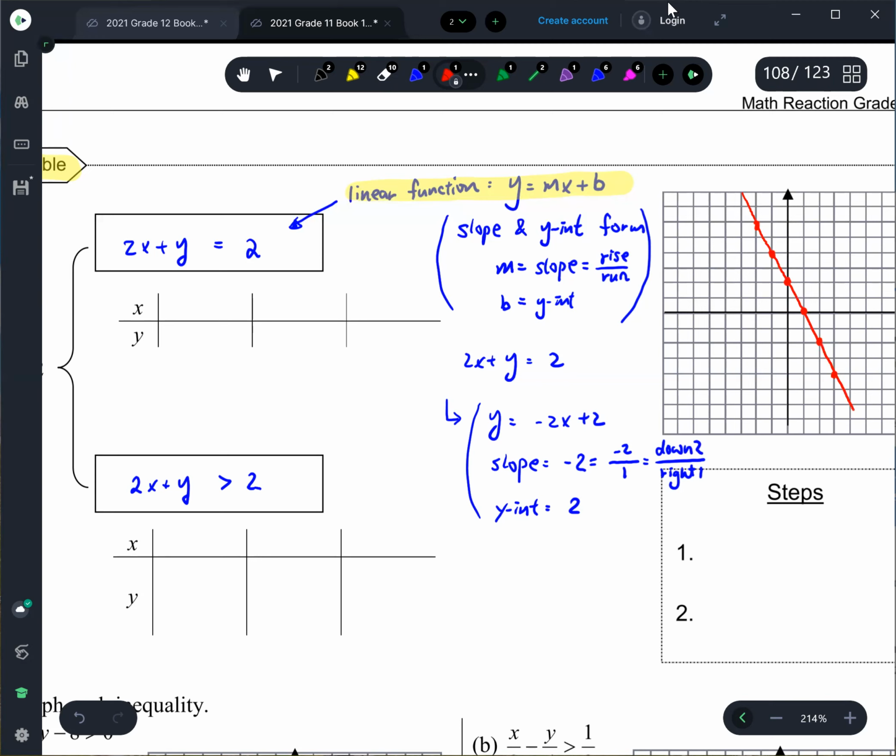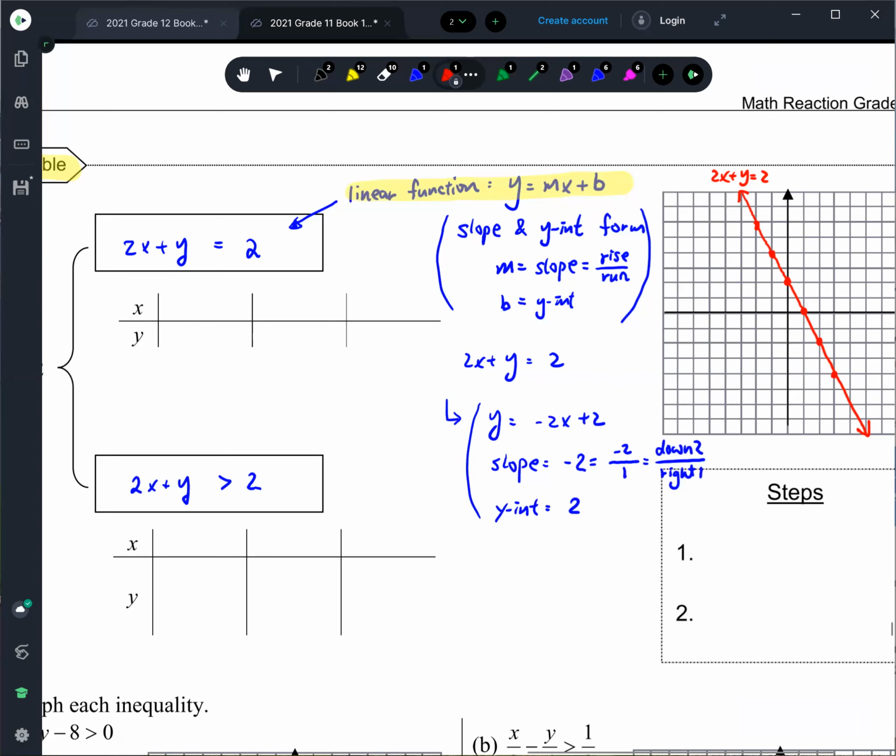This is nothing new so far, shouldn't be, right? This is a review of your grade 10 stuff. So this line is your 2x plus y equal to 2. Please raise your hand if you wrote down everything up to here so far.